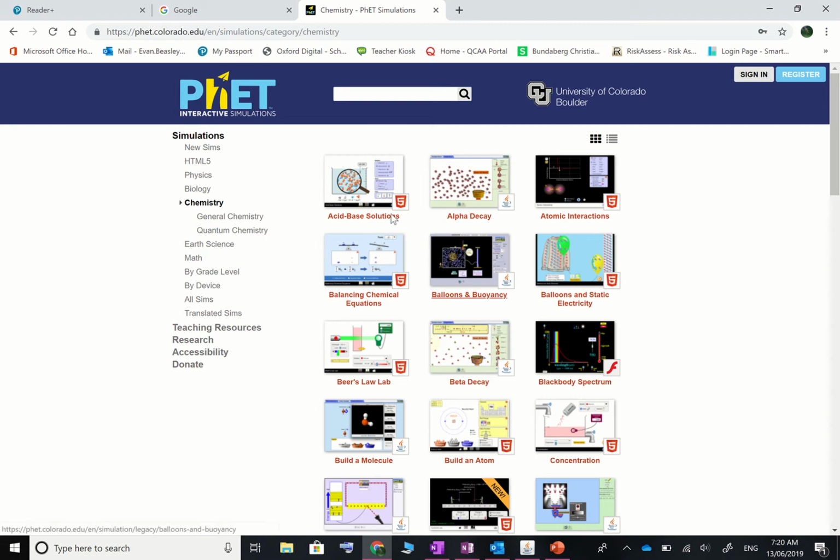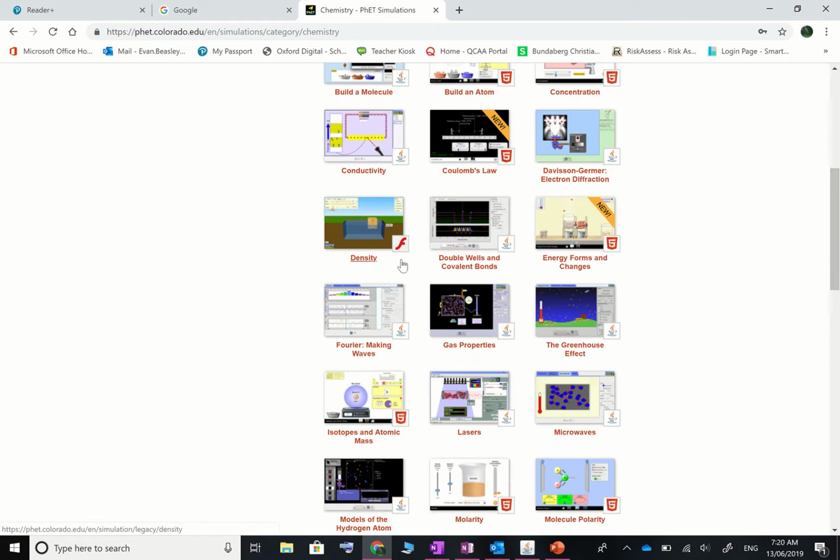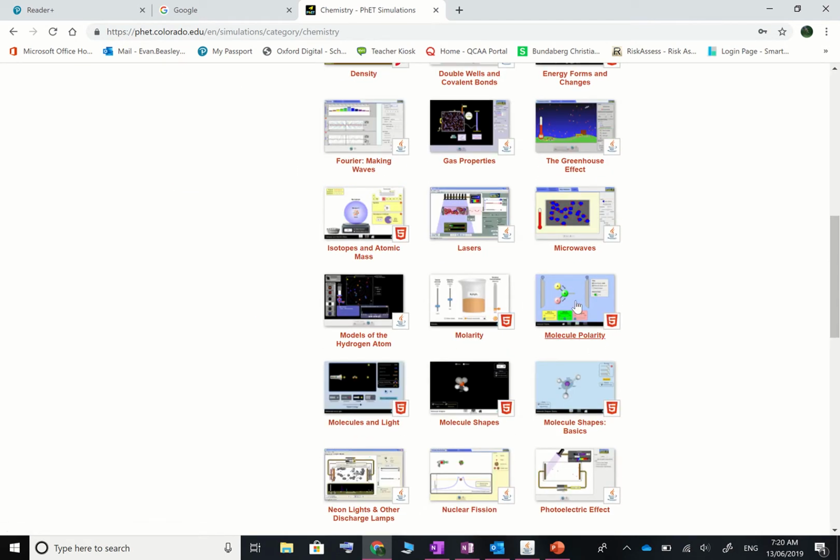Okay, students, I want to just introduce you to PhET interactive simulations. They're put out by the University of Colorado in America, and they're quite helpful to help you understand a few things. Today, though, I'm wanting you to look at a molecule polarity one.